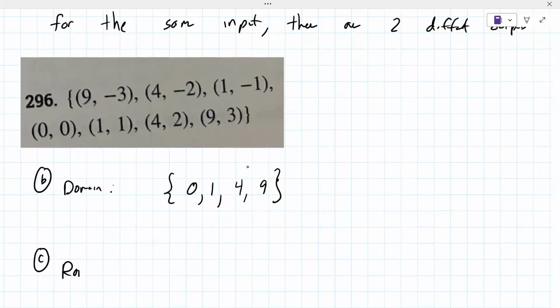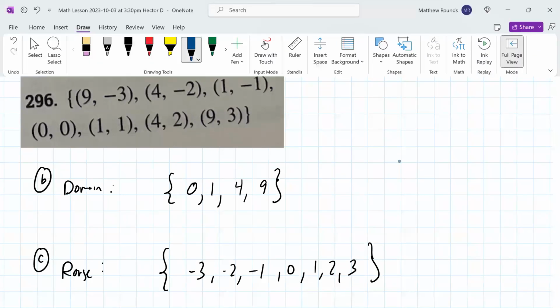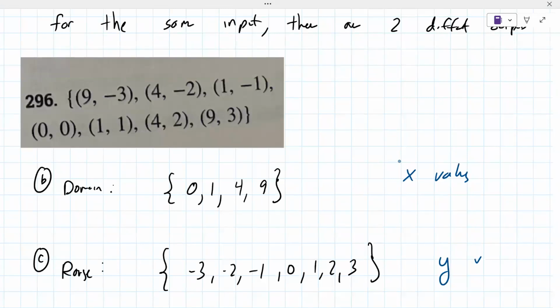Part C is the range. That's the Y values. Again, if you can, it's best to put it in increasing order. So you're just scanning the data to look for these. There's no metric on how big or small they should be, or how many numbers. You get what you get. So range is just the y values. The domain is X, you think of it as X values, range of the Y values.